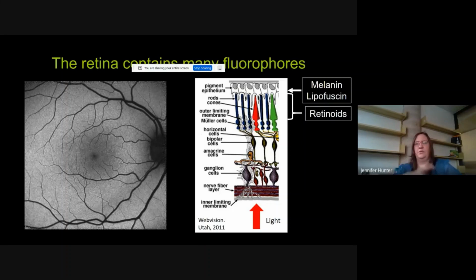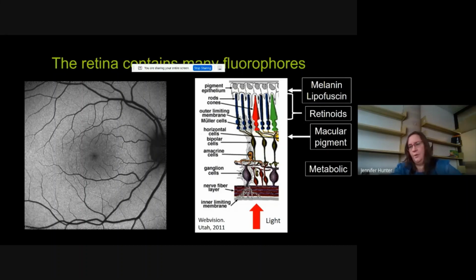For example, the photoreceptors contain molecules involved in the visual cycle, the retinoids, and several of those are also fluorescent. Macular pigment, it turns out, has some fluorescent properties. Molecules involved in metabolism, NADH and FAD, are fluorescent. They're located within all cells and give us an idea of the metabolism, the energy production within those cells, and how that's functioning. As well as structural molecules such as elastin and collagen are also thought to be fluorescent.